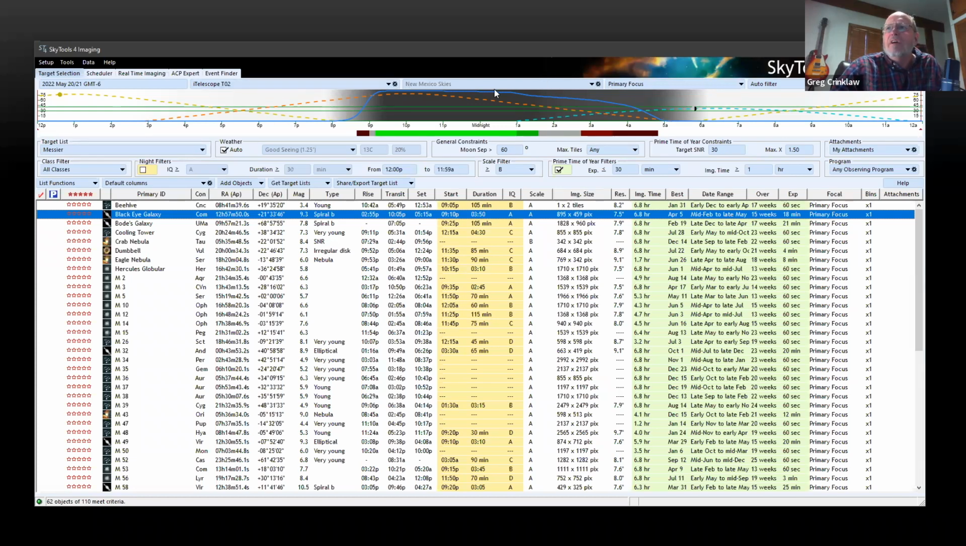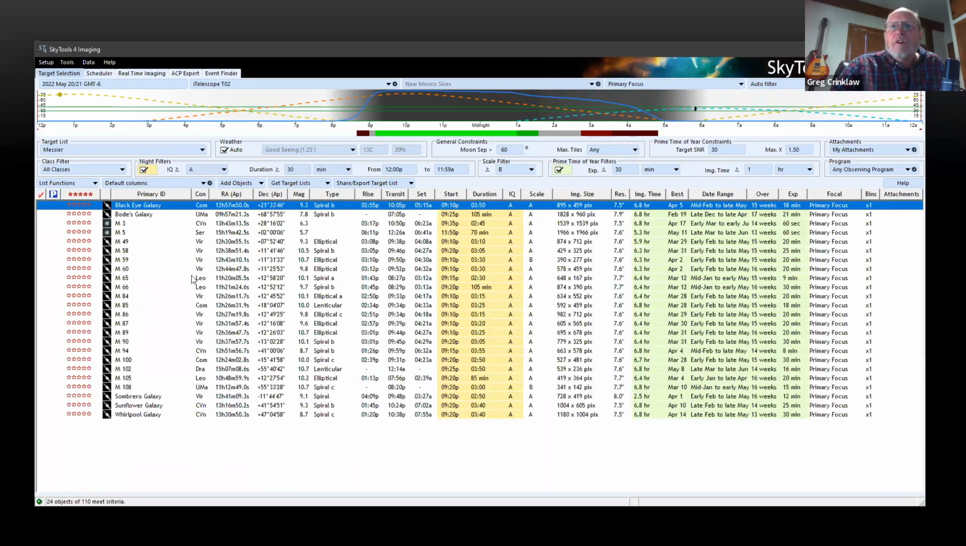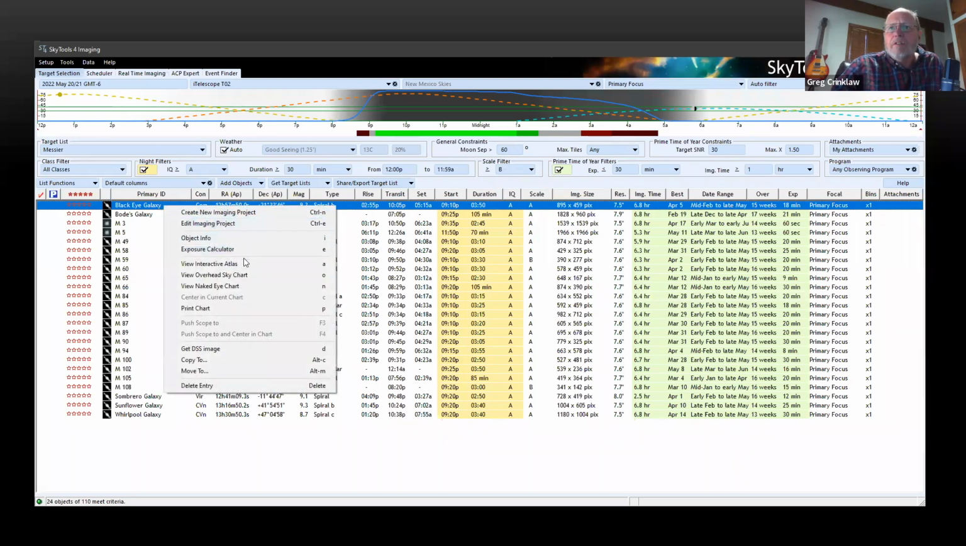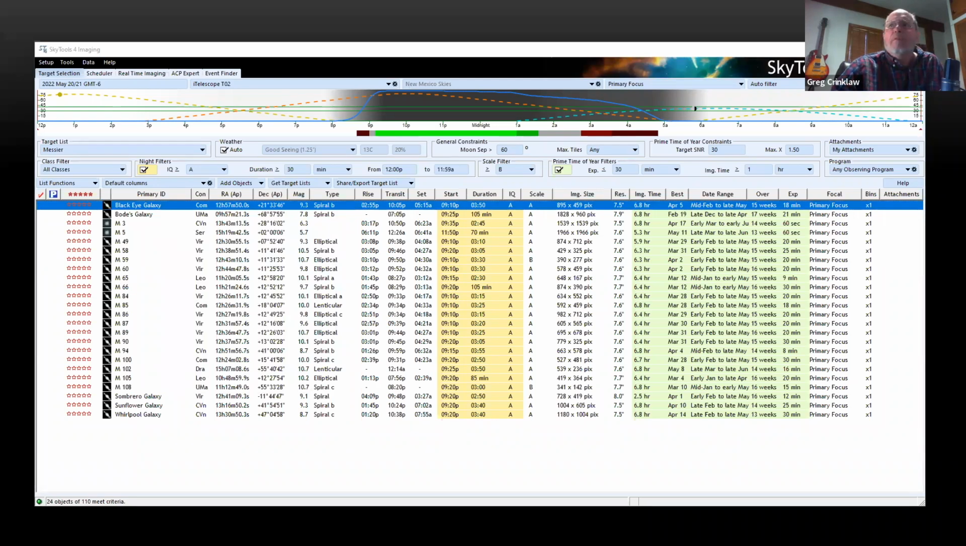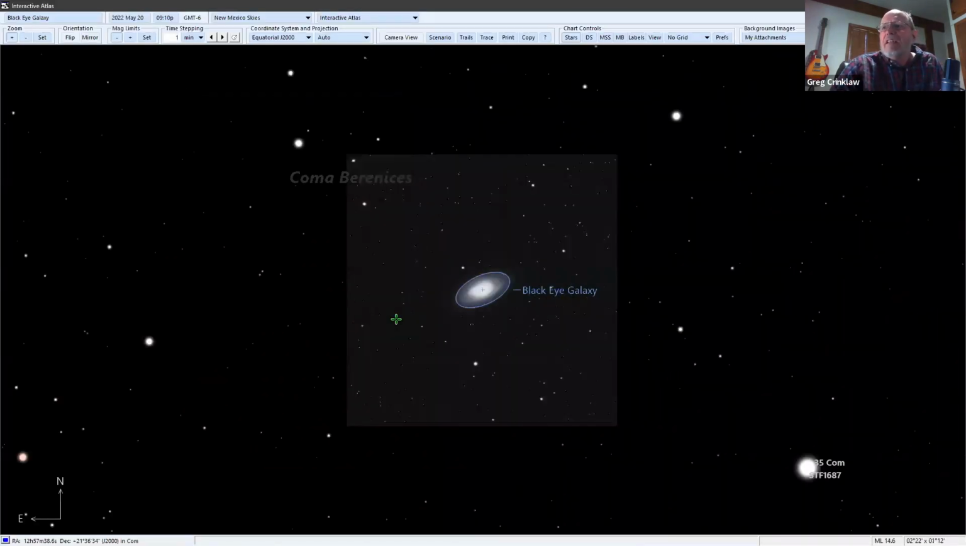I've chosen T2 at New Mexico Skies. And I'm going to filter out objects that aren't great tonight. So that leaves me with a selection of objects. I've also chosen an image scale grade of B, so that's going to be pretty good image scale. And right off the top, we can see that the Black Eye Galaxy looks like a pretty good target object. I'm going to open an atlas. Oops, opened on the wrong monitor. So here's the atlas view, and I've already downloaded a digital sky survey image so we can see what it looks like. So that's going to be a nice object.